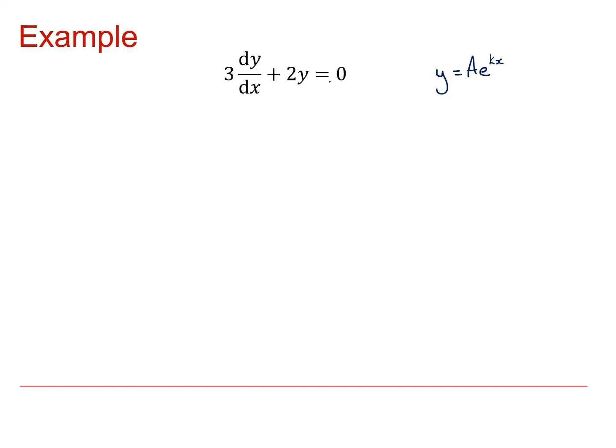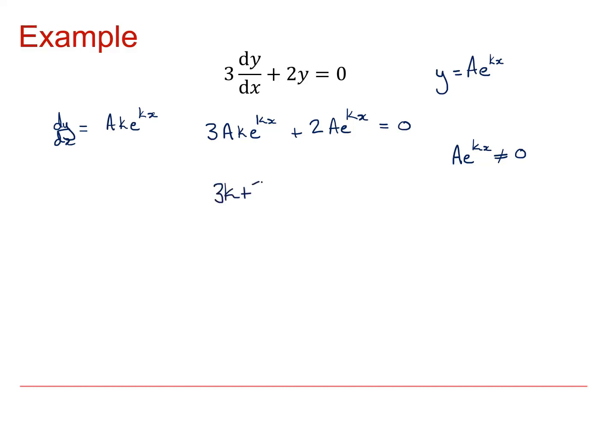Now if I substitute that into this, I know that dy by dx from that is going to be equal to a k e to the kx. And so putting that into that differential equation, I'm going to get 3 lots of a k e to the kx plus 2 lots of a e to the kx is equal to 0. Now, provided a e to the kx is not equal to 0, this equation just simplifies down to 3k plus 2 equals 0.